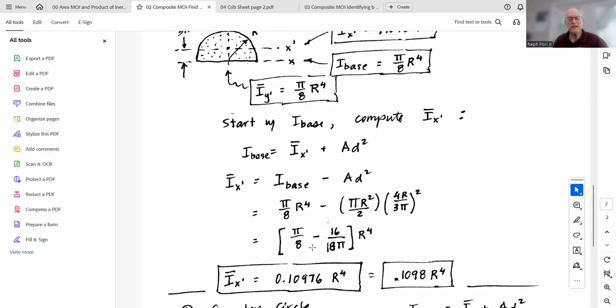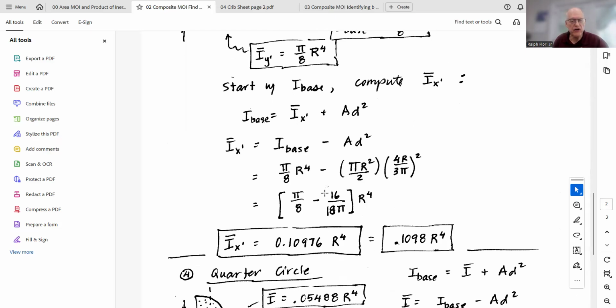You get pi over 8 minus 16 over 2 times 9, which is 18. And there's a pi over pi squared, which becomes 1 over pi. And so the second term becomes 16 over 18 pi, quantity times r to the fourth. So you can write the formula this way, or 8 over 9 pi, and you'll see that in the Hibbeler sheet here momentarily. But I like to just evaluate this number, and it's 0.1098 r to the fourth.